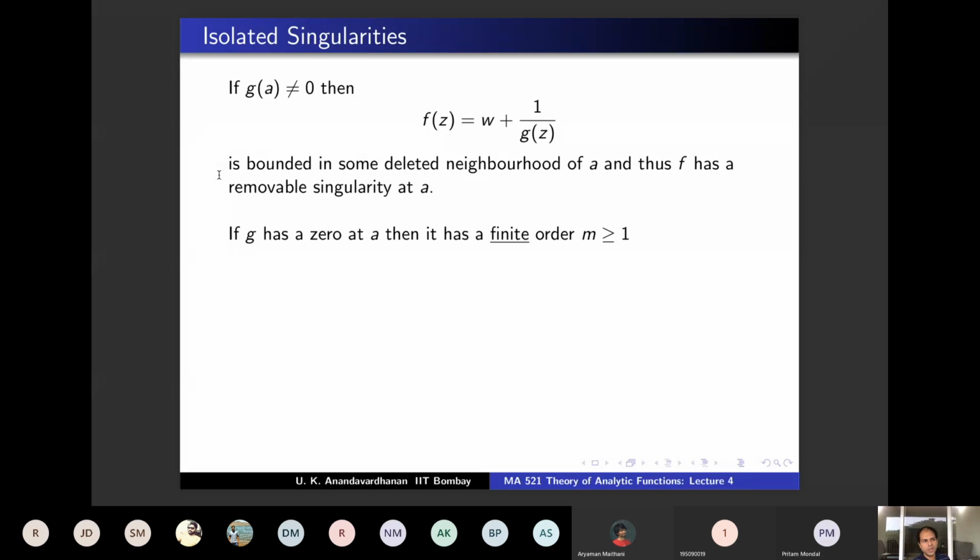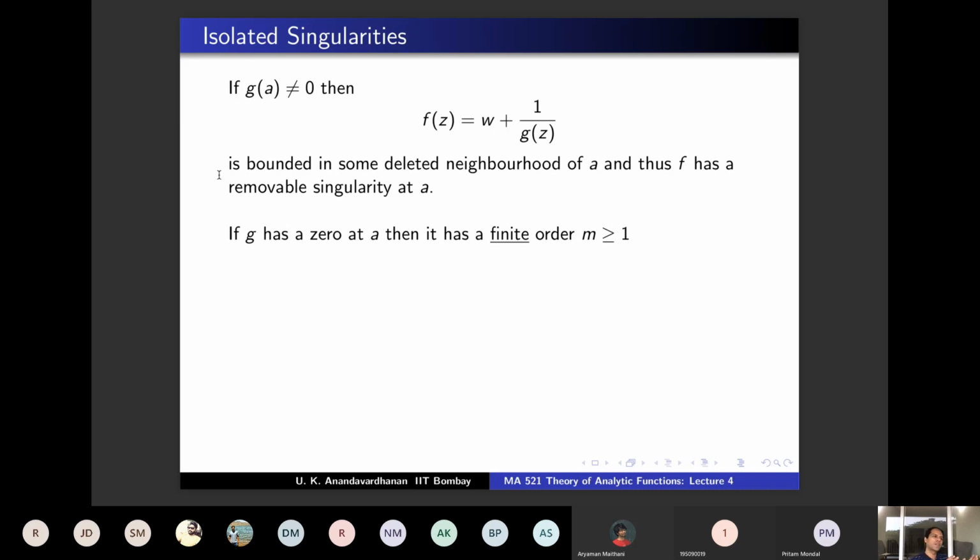What are we trying to show? If it's not essential, you want to say that it's either removable or a pole. So if G of A is not zero, you have shown that it's a removable singularity. In the other case, you are going to show that it's a pole. So if G has a zero at A, you can ask the question of what order. We have shown in the previous proof that if there is a zero, it will come with some finite order. There cannot be a zero of infinite order.